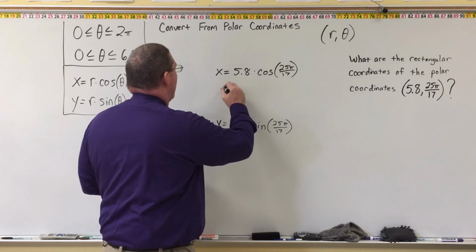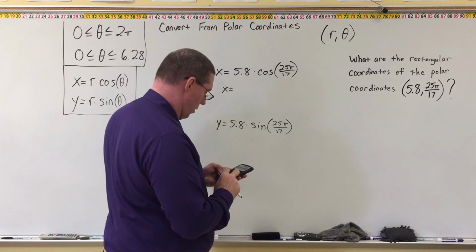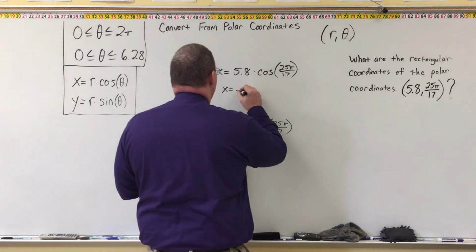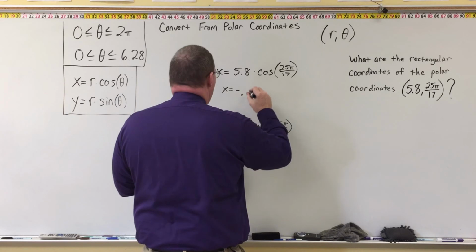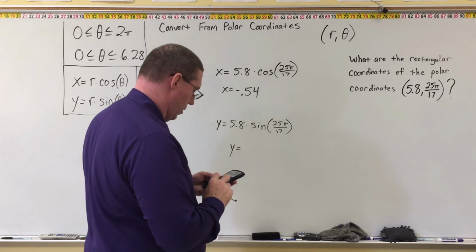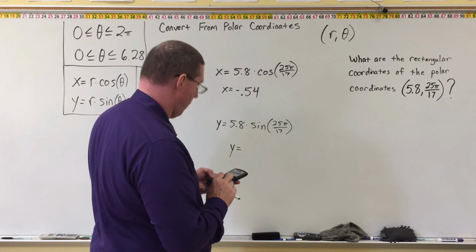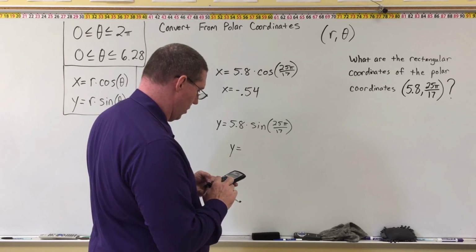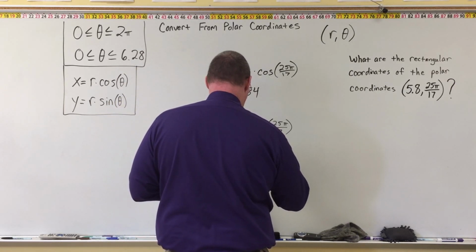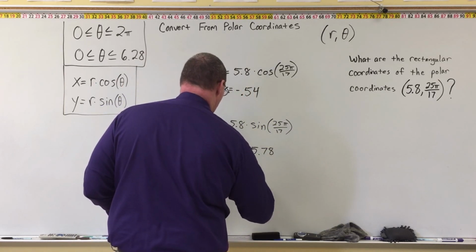And so x is going to be equal to, making sure I'm in radian mode, 5.8 times cosine of 25 pi over 17. And that gives me negative 0.54. Okay? And the y-coordinate, I'm going to do 5.8 times sine of 25 pi over 17. And that gives me negative 5.78. And so my rectangular coordinates are negative 0.54.